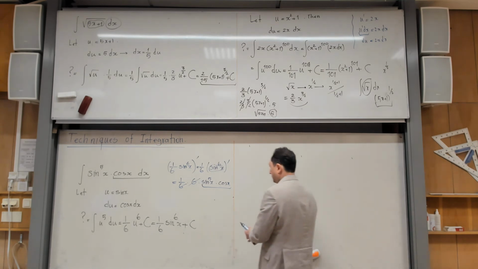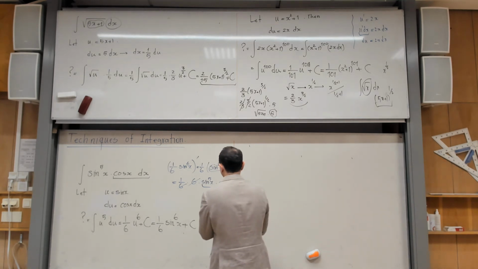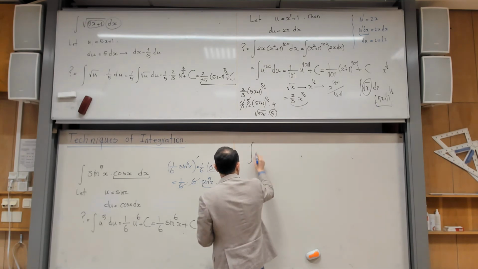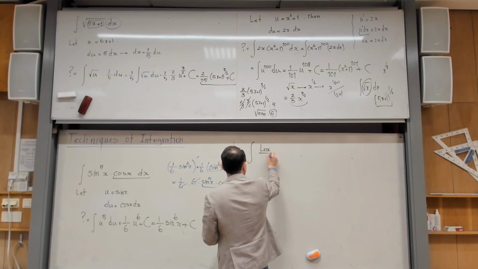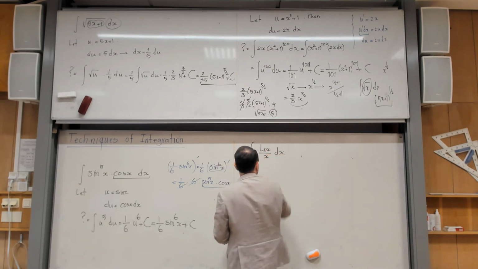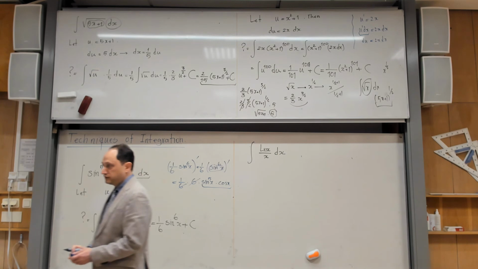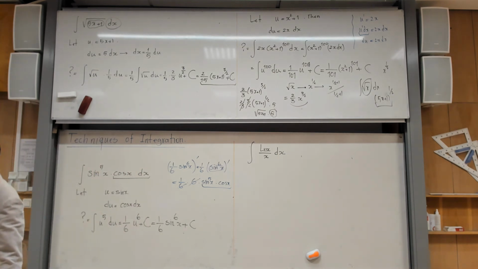So what about this one, do you think? Integral of ln of x over x dx. Okay, I want to wait a little bit for you to see how you can solve this. It's extremely simple, but I told you, you need to learn the trick. Okay, so what is a good choice for you? ln of x. Yes, it is extremely simple, isn't it?